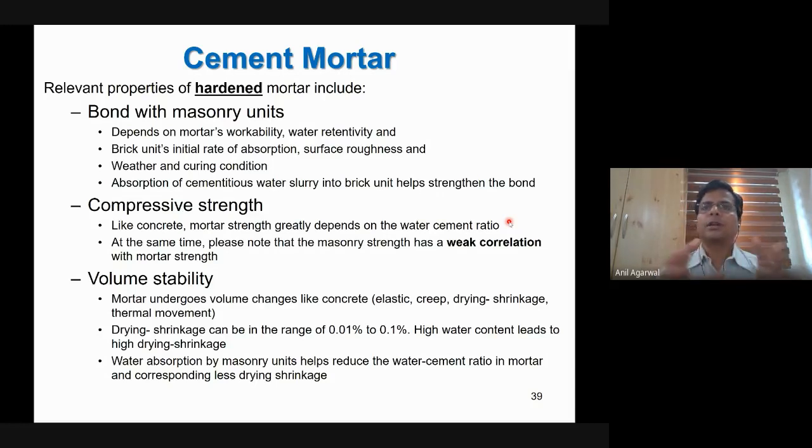So these curing conditions have to be taken care of. Every time after laying the bricks, for at least 24 hours or 2 days, you have to keep spraying water once in a while. Every few hours, you have to go and spray water on the wall. The idea is that there should be enough water available for the hydration process to complete. This last point I have already explained, absorption of cementitious water slurry into brick.